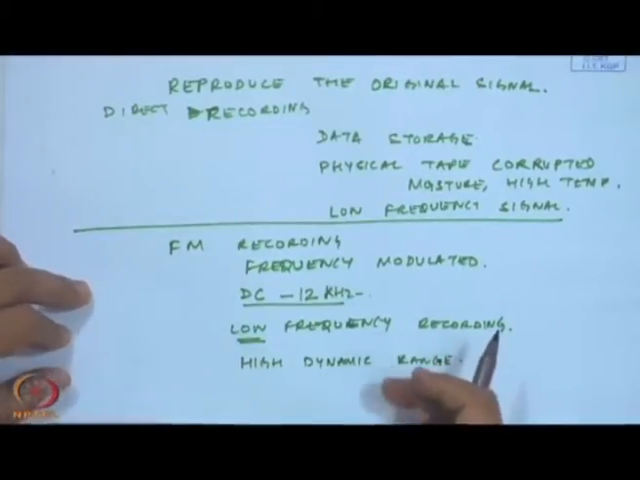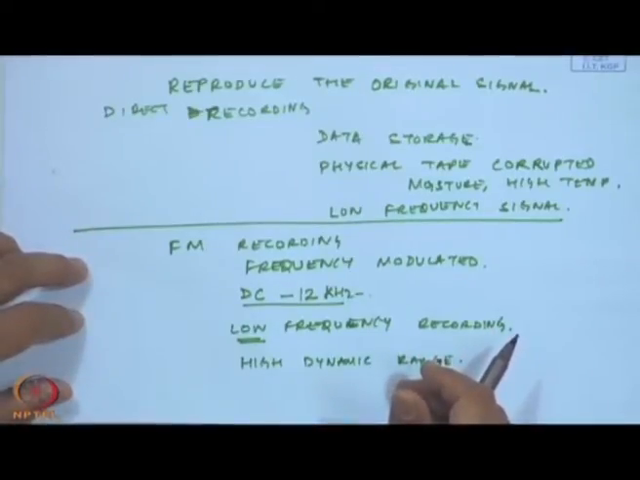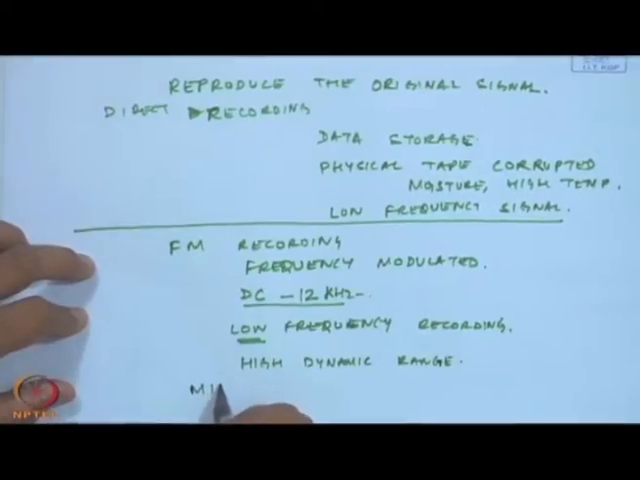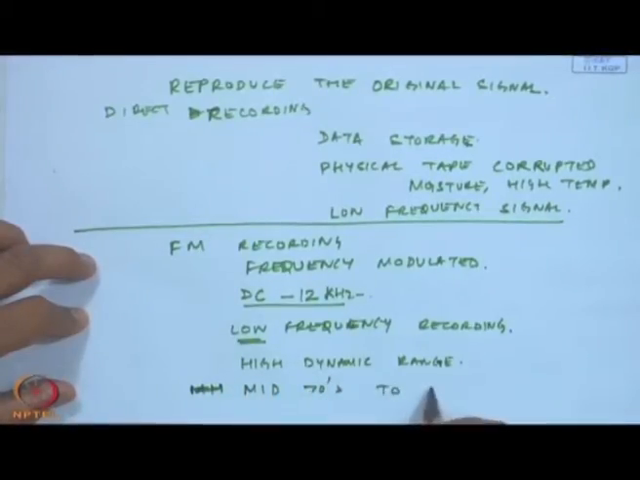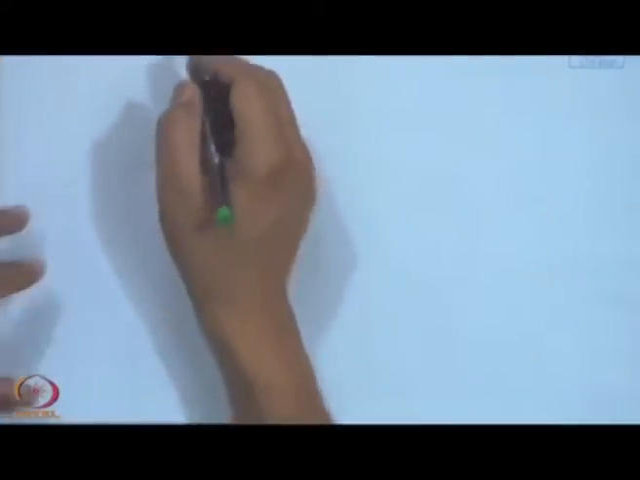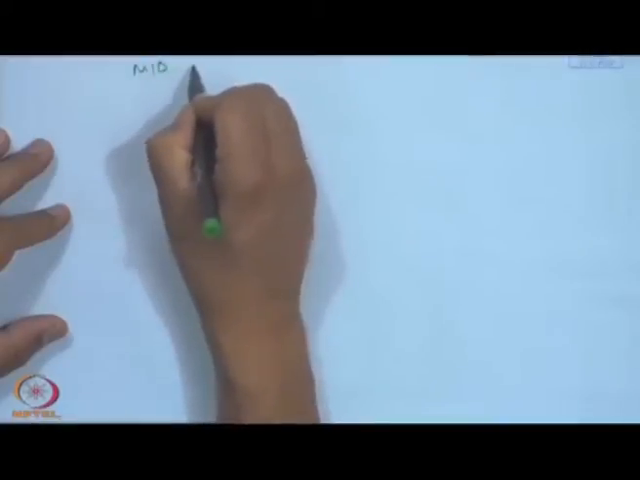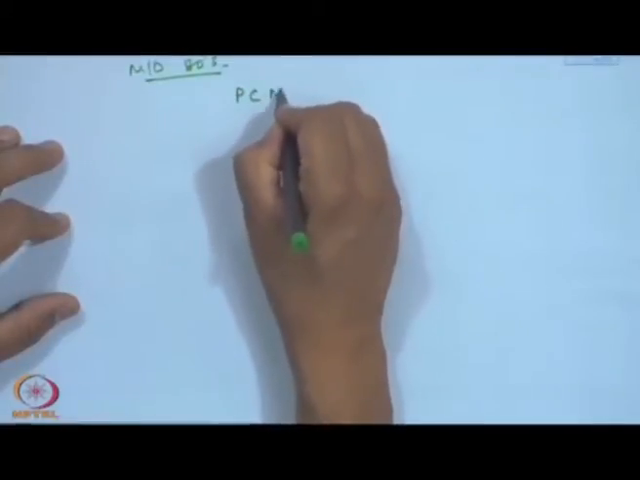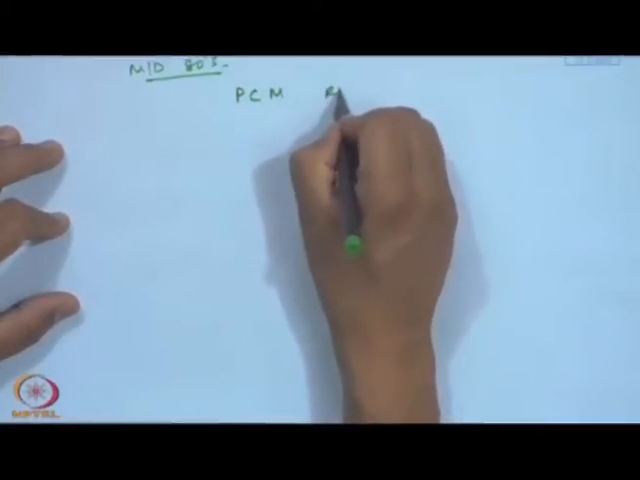So, this was popular from maybe the 70s to the maybe mid 80s. People used to use this FM recording for recording the signals. This is from mid 70s to 80s. People were doing the FM recording. But then later on from mid 80s, we have come up with this format of pulse code modulation recording.